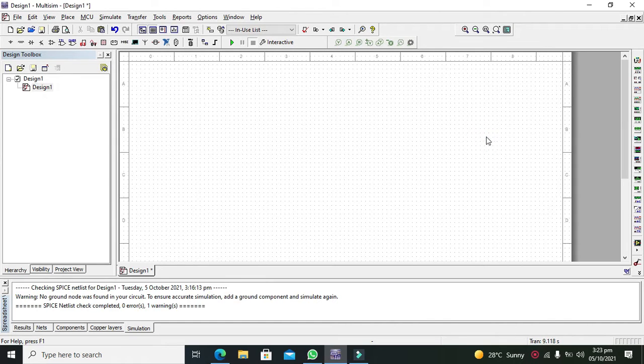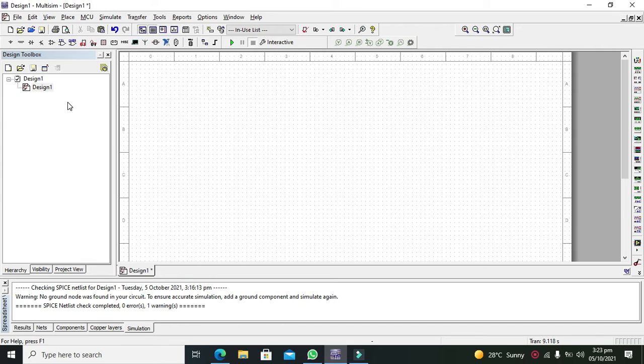So in this video tutorial, we will learn about the bridge rectifier usage within the Multisim. As we know, a single diode can act as a half-wave rectifier, but for a complete rectification of an AC signal, we need our bridge rectifier.